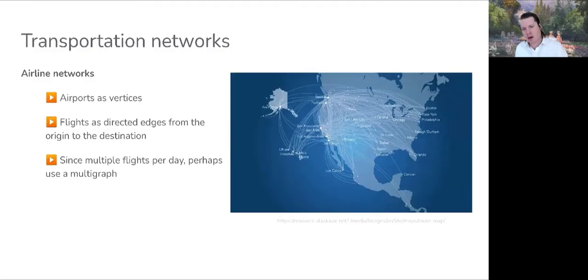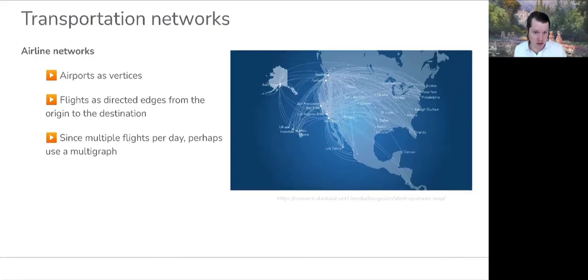And if we wanted to model this using graph representation, we could go ahead and model the airports as vertices and flights as directed edges from the origin to the destination. Since there are multiple flights per day, perhaps we use a multi-graph and assign each edge a flight number to communicate that, say, a particular destination is serviced multiple times per day from a particular source.